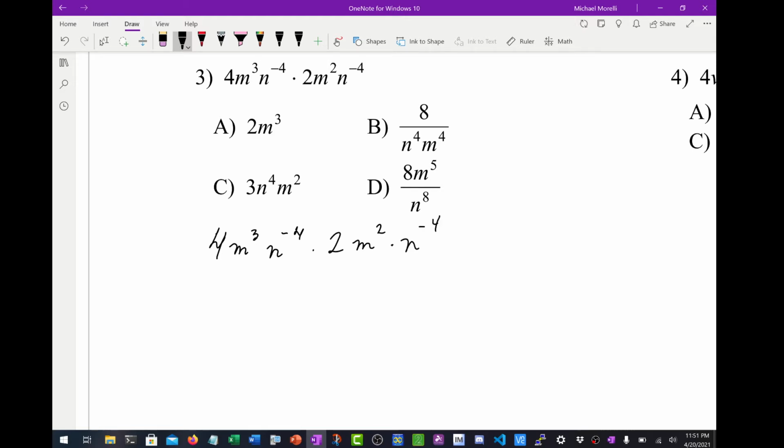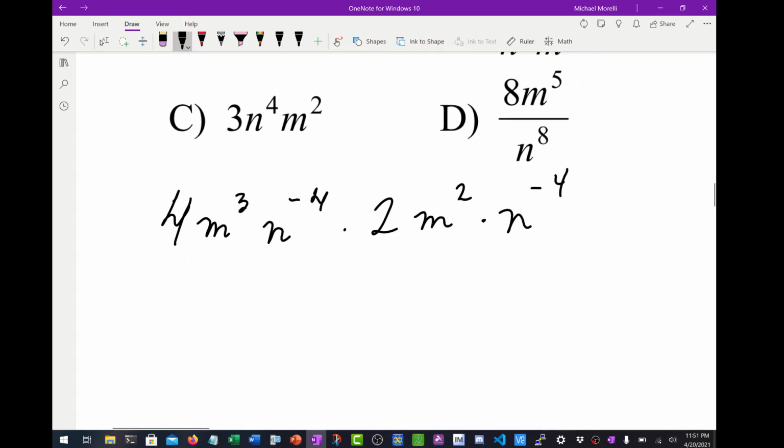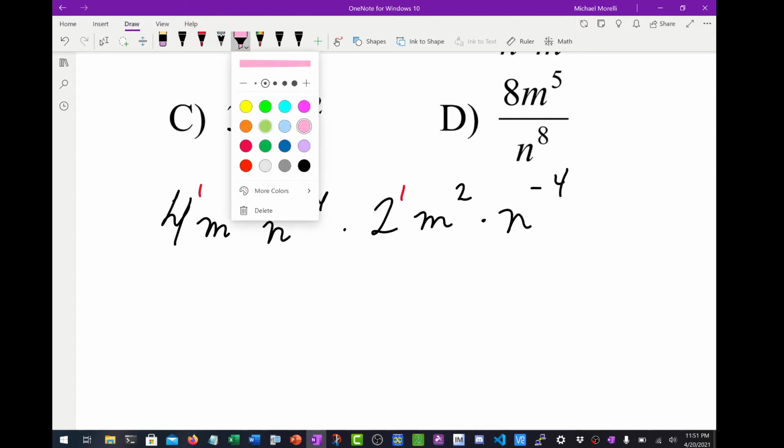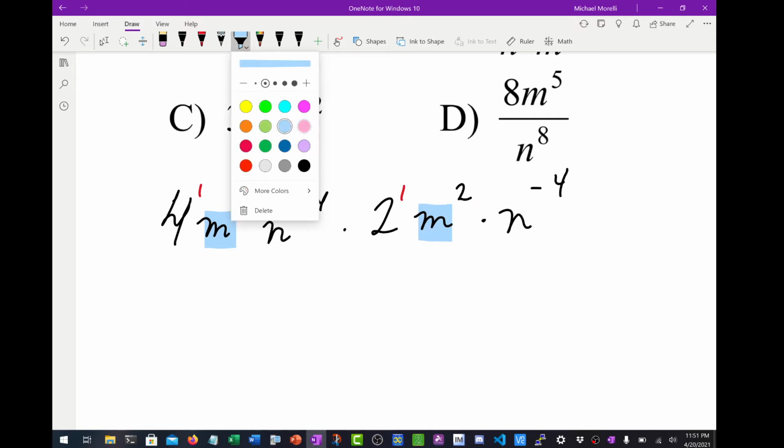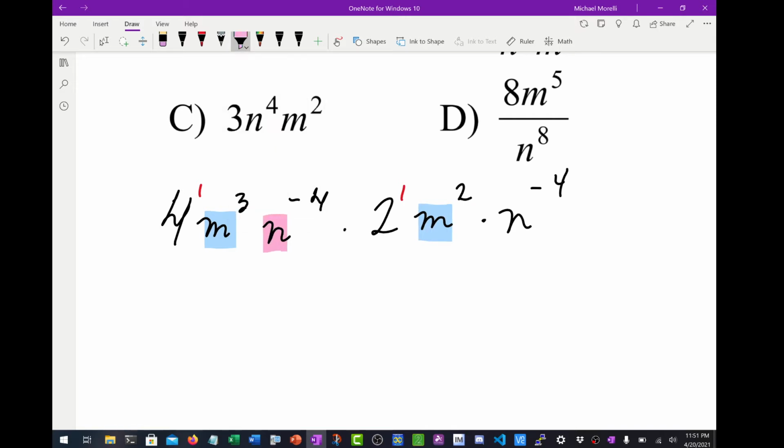Okay? So let's zoom in on this and start working it out. Again, I go ahead and put these 1's here. I'm just trying to work my problem-solving methodology. It's always good to have a problem-solving methodology. Now let's start highlighting common terms. I see a pair of m's and I see a pair of n's. So I know I'm going to combine those.